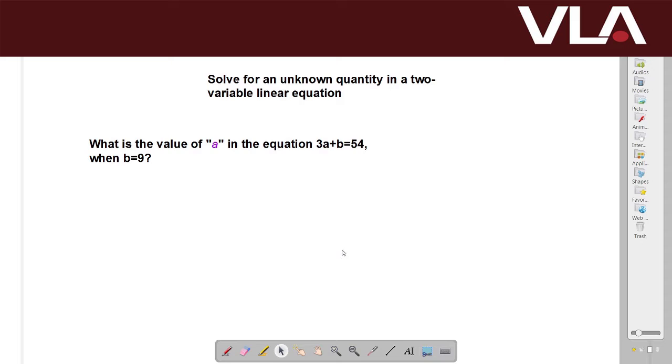Alright, today's lesson is part of your Algebra 1 section. I think it's maybe the second actual section in that class, and that is to solve for an unknown quantity in a two variable linear equation. So what does that mean? That means I have two variables. In this case, here's the example problem I'm going to do. I'm going to have two variables, and I'm going to have to solve for one of them. In order to do that, you have to be given the amount or the value of one of those variables. And I'm going to show you how to solve that.